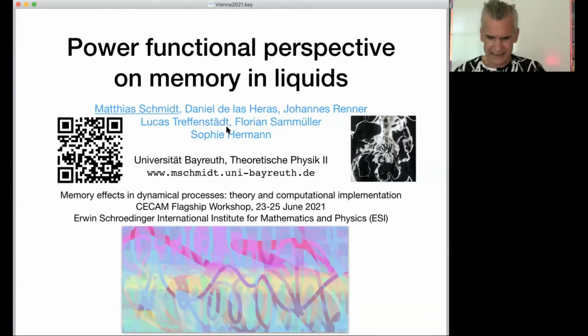There are other cases. These are all Brownian dynamics studies that Lukas Treffenstedt has done. This is the Van Hove function in a Brownian dynamics hard sphere, where we find memory. Flo Samula has developed an adaptive Brownian dynamics algorithm that I at least want to mention for people who are interested in methodology. And Sophia Hermann has derived some rules, again, for the Brownian dynamics.